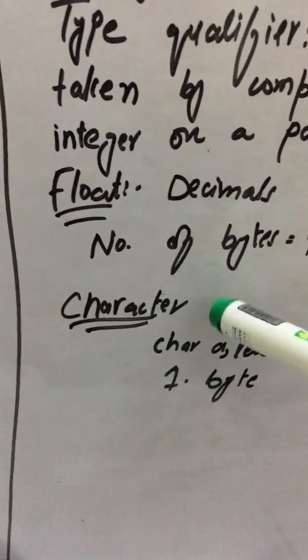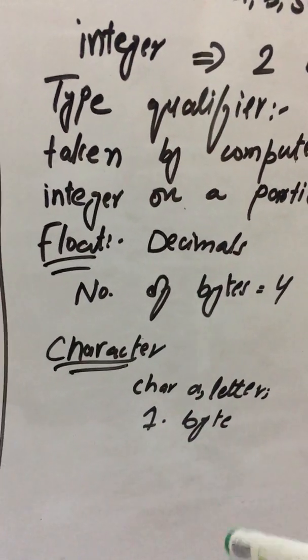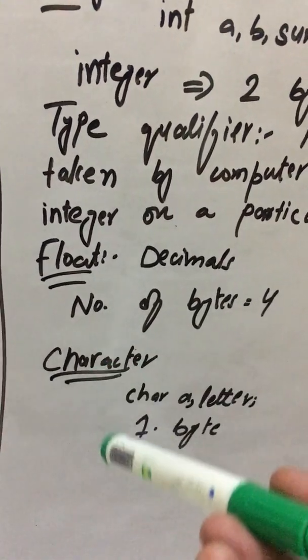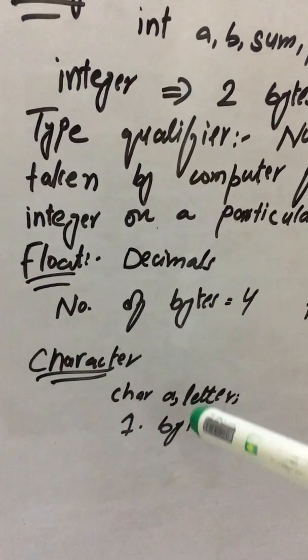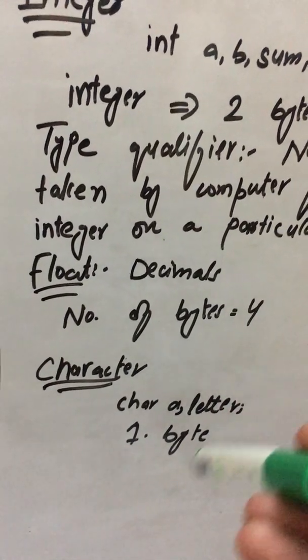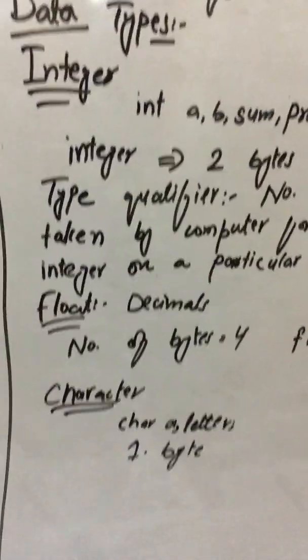Then character. For the character, we have a qualifier. The type qualifier is 1 byte, and again to initialize a character you have to write char and then a variable name. Your variable name should be according to the rules that I have specified.